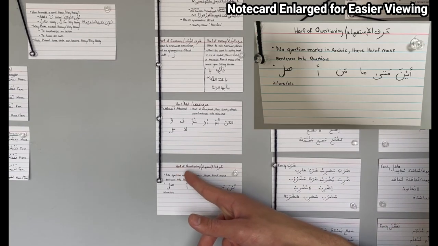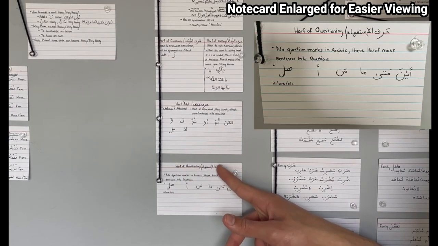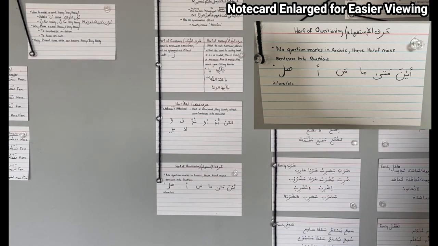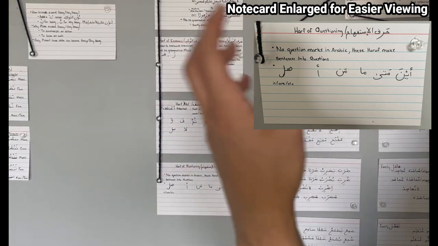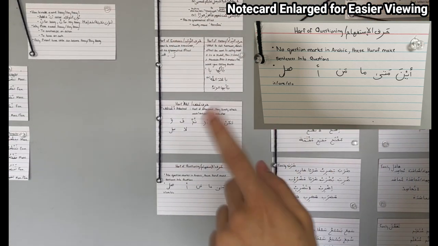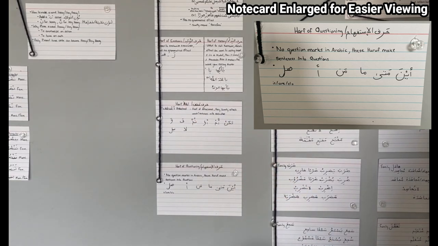Finally, you have the harf of questioning, harful istifham. No, there are no question marks in Arabic. I mean, even though nowadays when people type or text, they add periods and question marks, but in classical Arabic, there are no marks like here's a question with a question mark. You just have letters, or not letters, huruf, which are words. You have huruf that make a sentence into a question. Those are hal, a, man, ma, mata, aina.